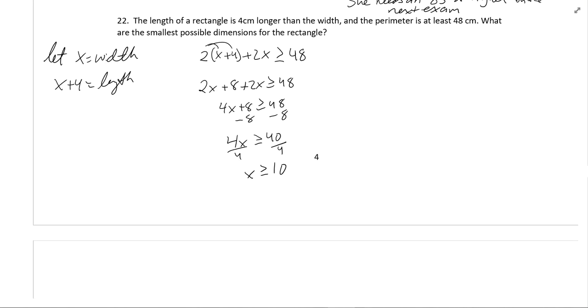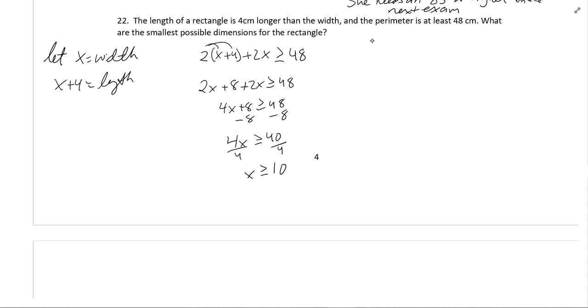Okay, so let's see how we did with this one. So I put x equals width, x plus 4 equals length, and remember, perimeter is 2L plus 2W. So I did 2 times the length, so 2 times x plus 4, plus 2 times the width, 2x, is greater than or equal to 48 because it's at least 48. So when I solved it, I got x is greater than or equal to 10. So that means for the smallest possible dimensions for the rectangle, x can be equal to 10.